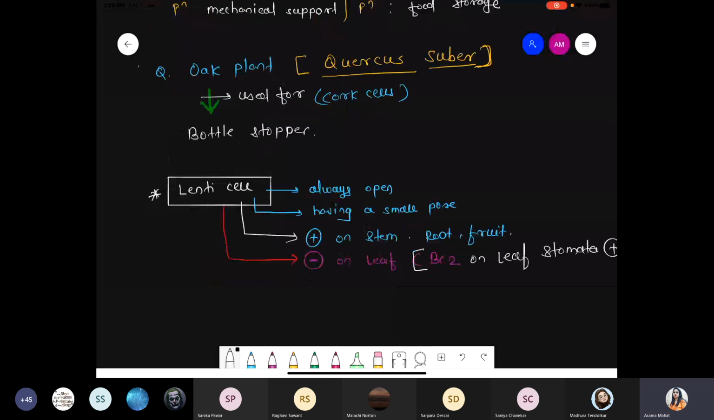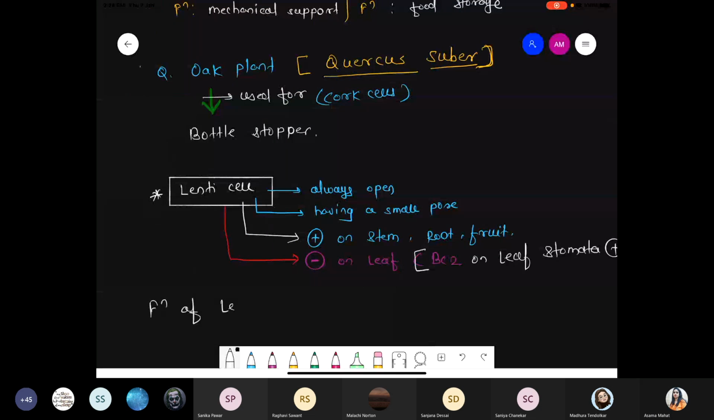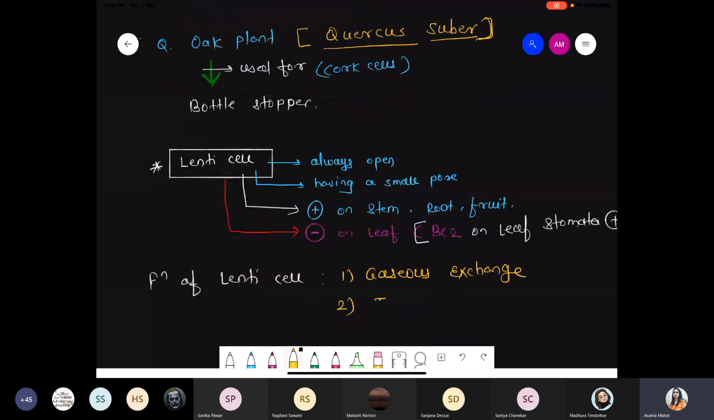Now we are talking about what exactly the functions of lenticel are. Lenticels are small pores, right? So whatever function is performed by stomata, all this function is performed by lenticels. You know very well, first of all, stomata are responsible for gaseous exchange. Similarly, lenticels perform the same function; they are responsible for exchange of gas. And another one, stomata are responsible for transpiration. Similarly, lenticels are also responsible for transpiration.